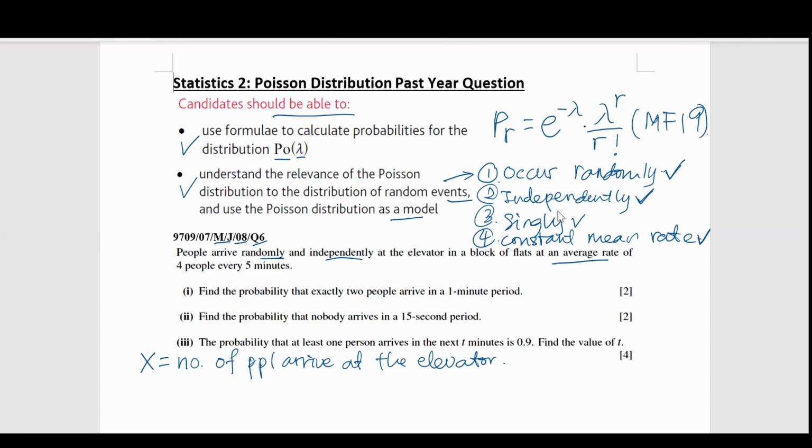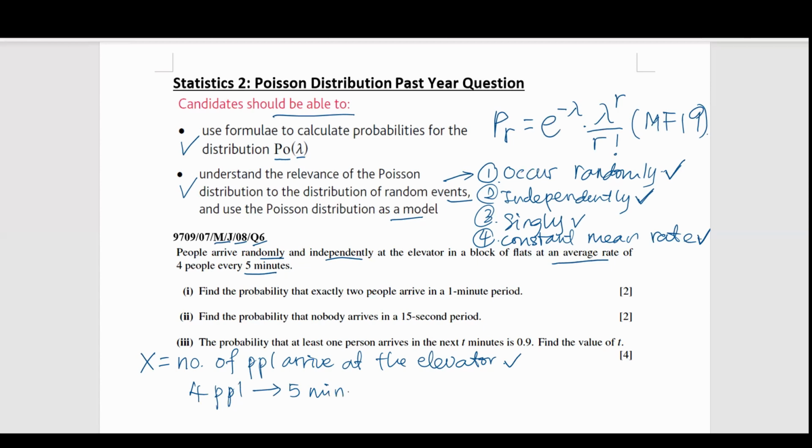Another thing I use to determine if we are looking at a Poisson distribution is the random variable itself: the number of people arriving at the elevator in a 5-minute interval. It could be no people at all, up to many people at the elevator. Whenever it has the characteristic of going from none to many, the random variable should be a Poisson distribution. For this case, the information given to us is 4 people in a 5-minute interval.